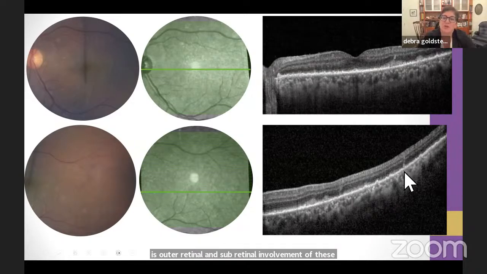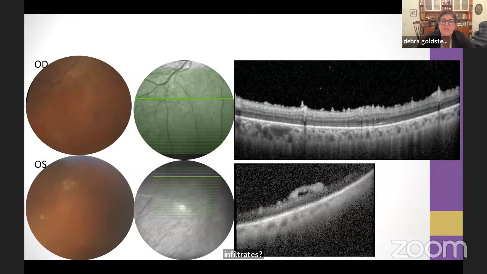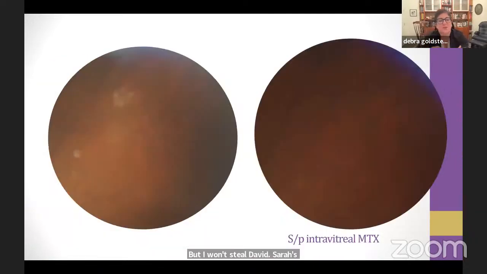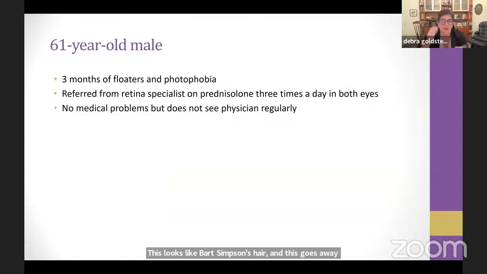Here you can actually see one of the vertical hyperreflective infiltrates. This is another type of presentation that we could see, which is very superficial or on the retina. And this is what these lesions look like, these white infiltrates that appear to be sitting on the retina or in the superficial retina. And here imaging is very helpful, but I won't steal David Saraf's thunder. Here is a picture of one of the superficial retinal infiltrates on your left, and on the right is the same area after intravitreal methotrexate. And you can see here superficial retinal infiltrates. For anybody who's watched The Simpsons, this looks like Bart Simpson's hair, and this goes away with treatment.